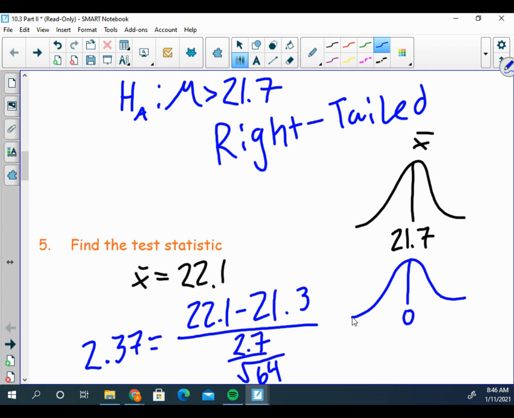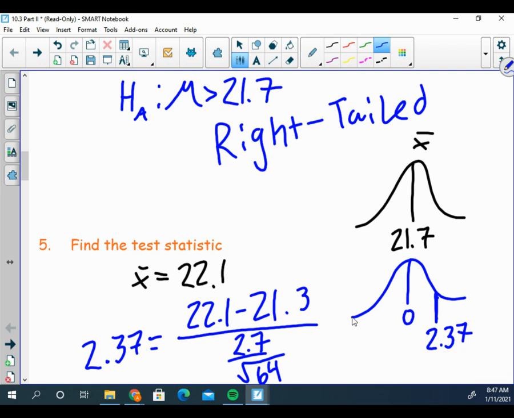Okay, I'll pause a second if you're catching up. So where 2.37 is, it's over here, right? It's obviously on the right side of our curve. Again, practically, what does this mean? 22.1 is 2.37 standard deviations above our mean.